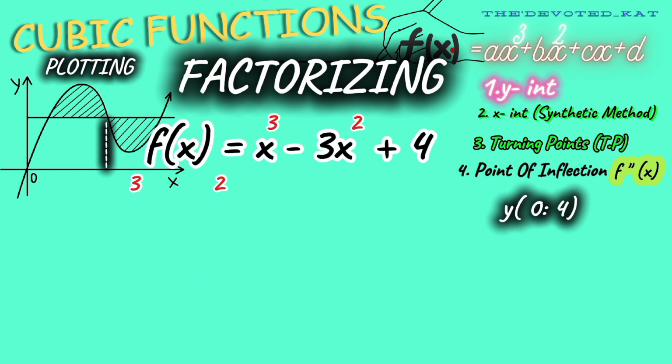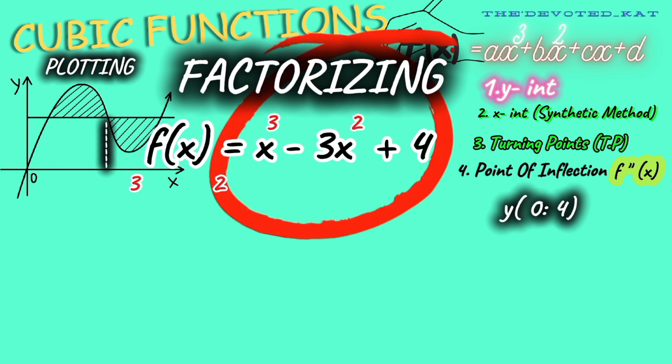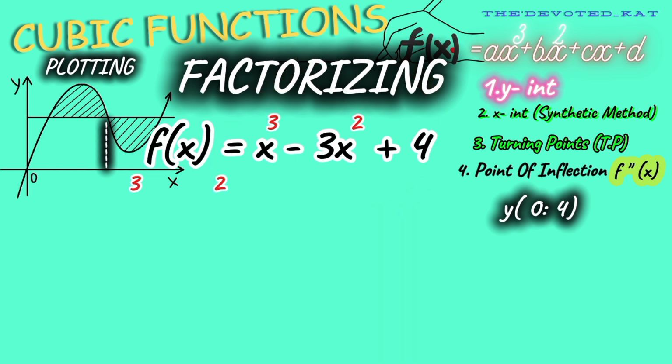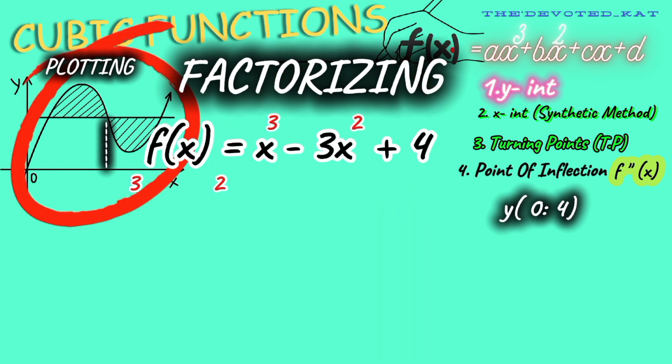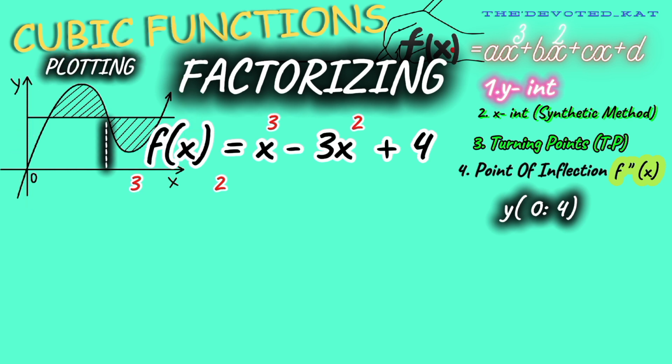Okay, the first thing I want to show you is how to factorize a cubic function. Not only will you know how to factorize, but it will help you plot a graph, because it is the essential part of finding the x-intercept of the graph. There's no way you can find the x-intercept without knowing how to factorize a cubic function. So don't worry, I got you. Let me show you how to factorize a cubic function. Then we'll learn how to plot a cubic function graph, finding the turning points and the inflection point.